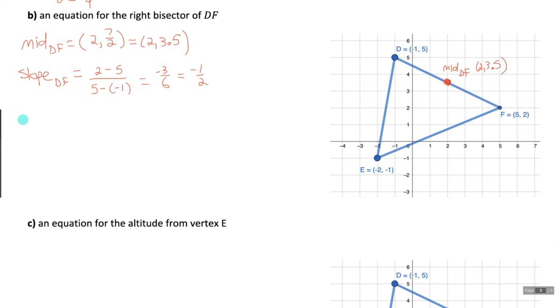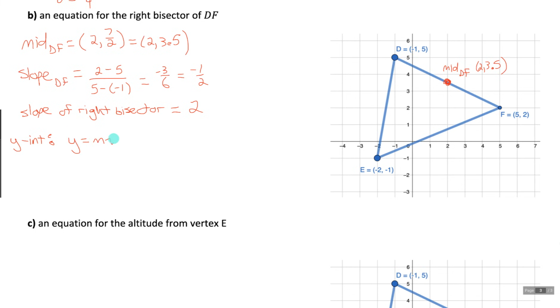If that's the slope of DF, I know my right bisector is perpendicular to that, so the slope of my right bisector is going to be the negative reciprocal of -1 over 2. So I need to change its sign, so it's going to become positive, and use the reciprocal, which means flip it. So instead of -1 over 2, it's going to be positive 2 over 1, which I can just write as positive 2. Now that I know the slope, all I need to be able to write the equation is the y-intercept, the b value.